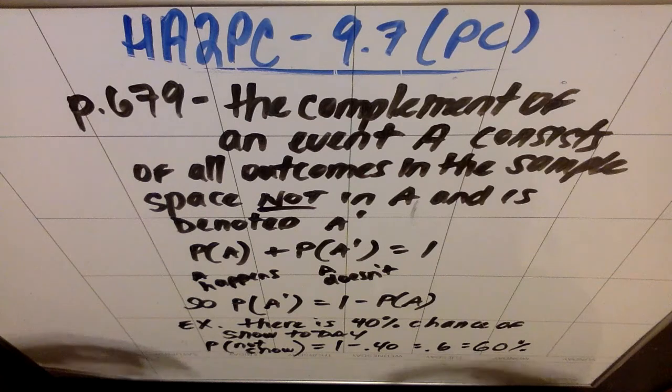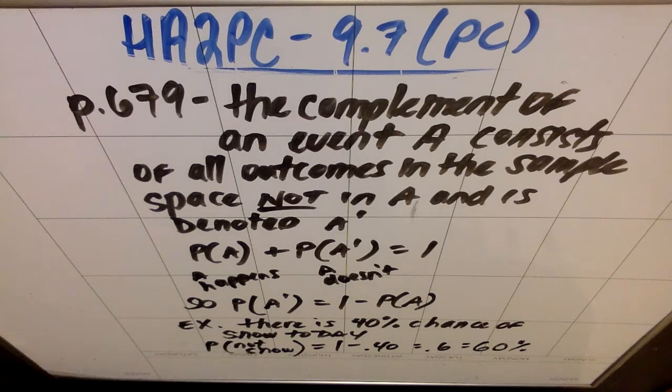It is not the probability of sunshine, or the probability of rain, or the probability of wind. It is literally the probability of not snow. So it could be sunny, it could be rainy, it could be windy, it could be anything that is not snow, okay? So we're going to do a quick example of finding a probability using a complement.